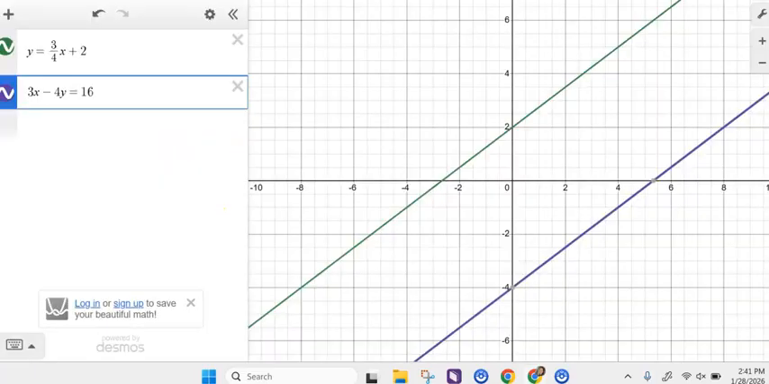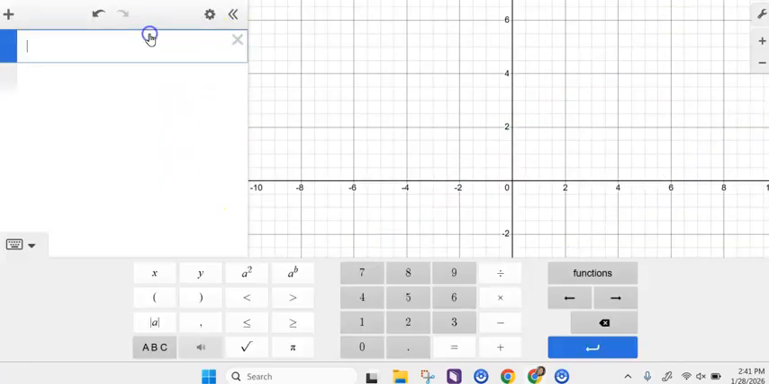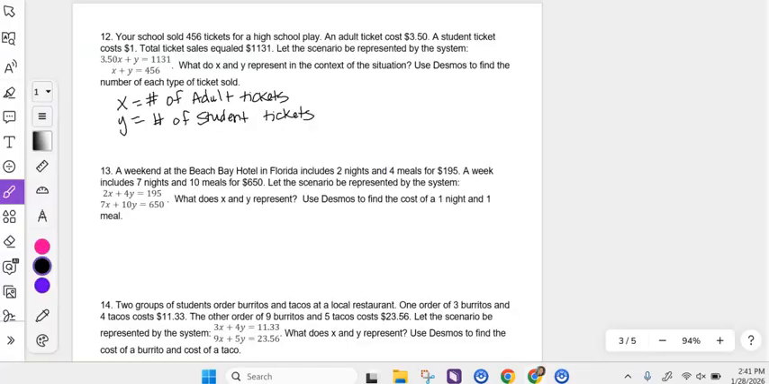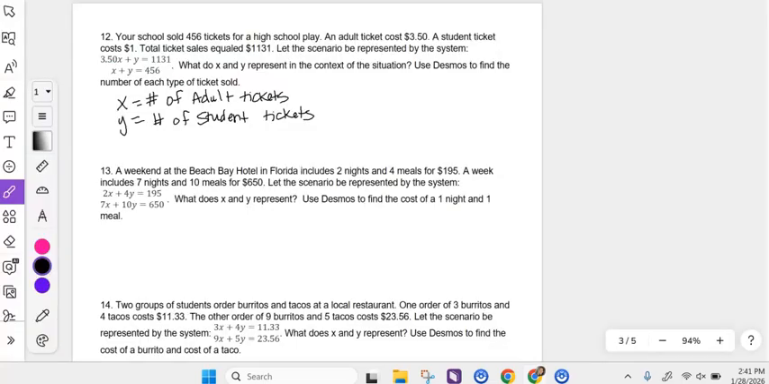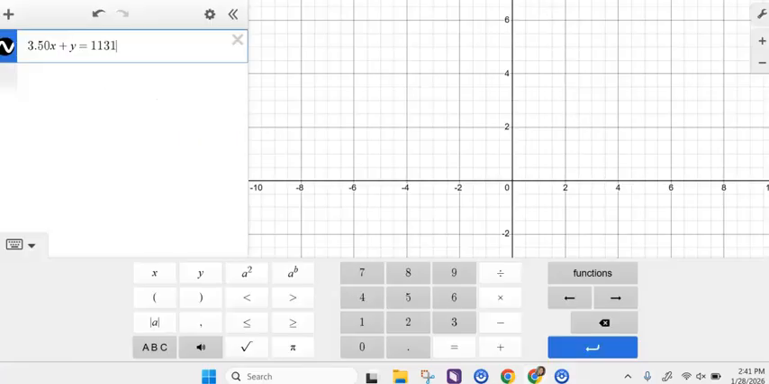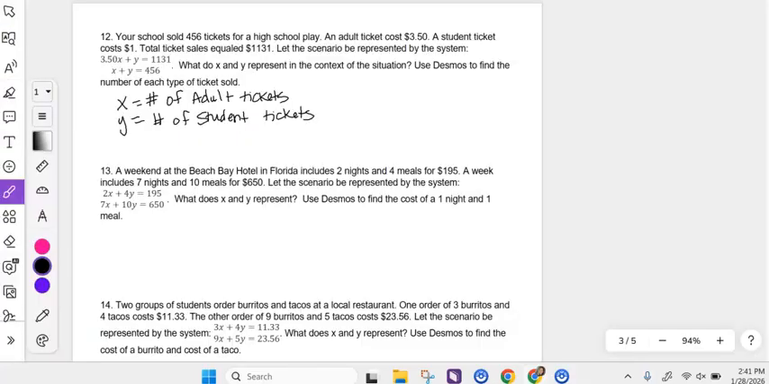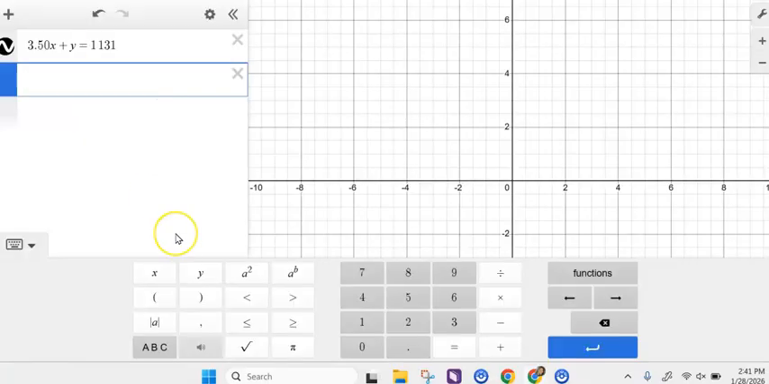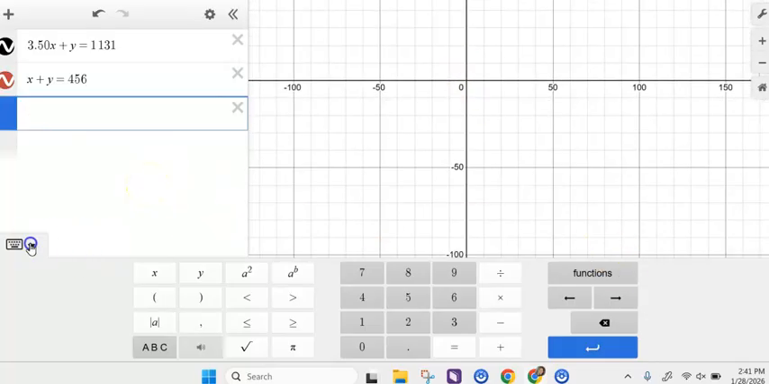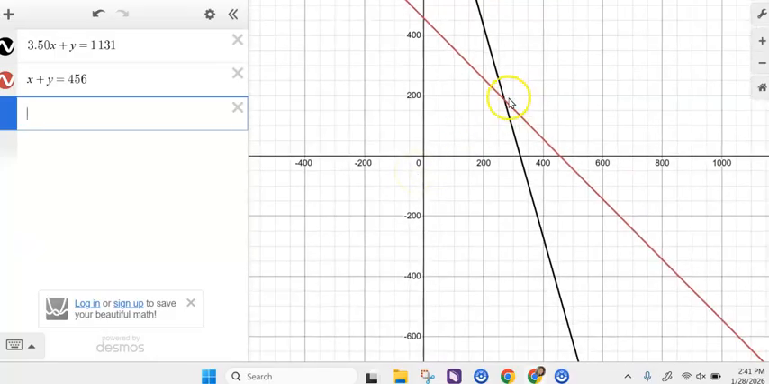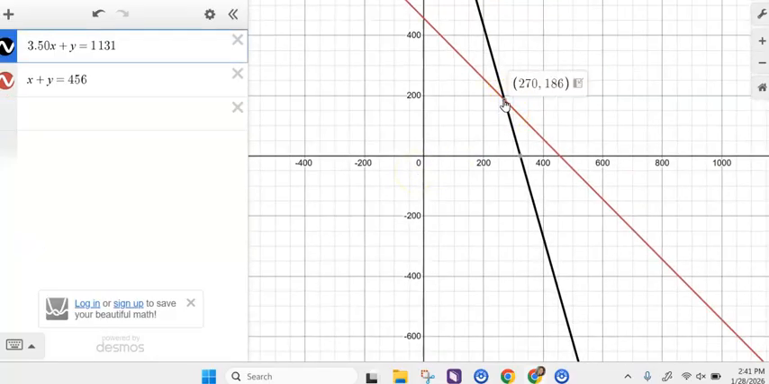So then I'm going to go to Desmos and graph these two equations. It has 3.5x plus y equals 1,131, and then the second one is x plus y equals 456. Of course, you can't see the graph, so you have to zoom out to find it. Then you're going to see where they intersect: 270 and 186.